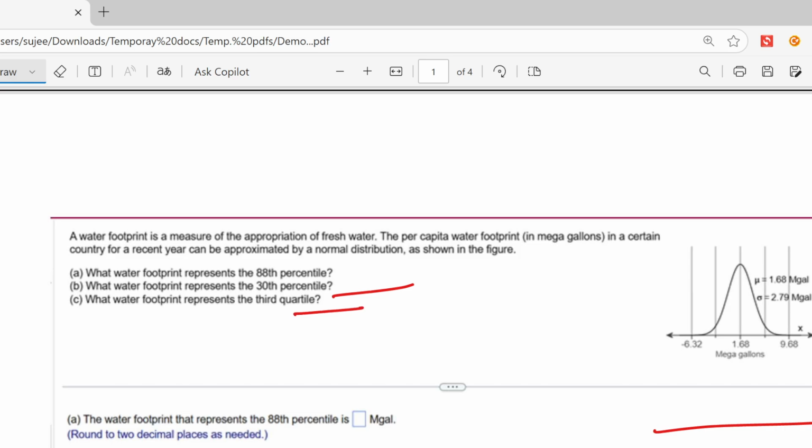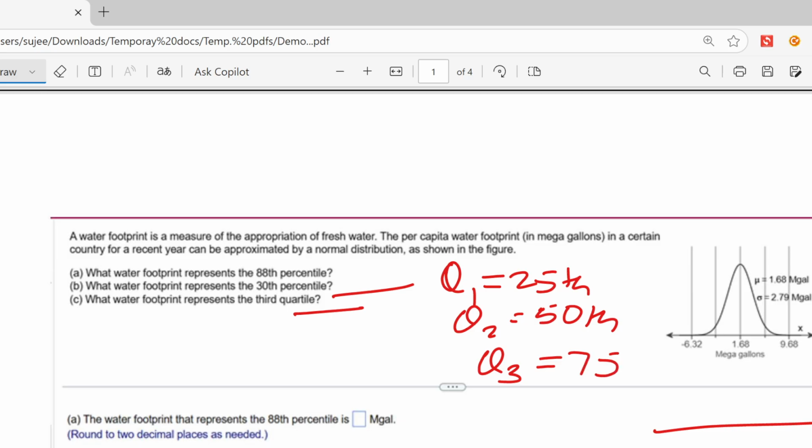If you have an idea about quartiles, then you may know that Q1, the first quartile, signifies the 25th percentile. The second quartile, Q2, denotes the 50th percentile, and Q3, the third quartile, denotes the 75th percentile. So in the third question we have to find the amount of water corresponding to the 75th percentile. On the basis of the given information, we will solve all three questions one by one.